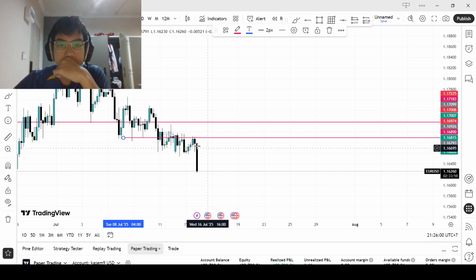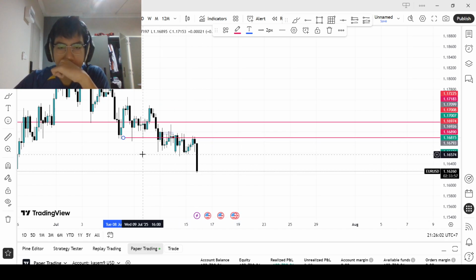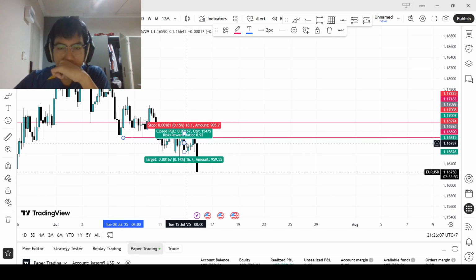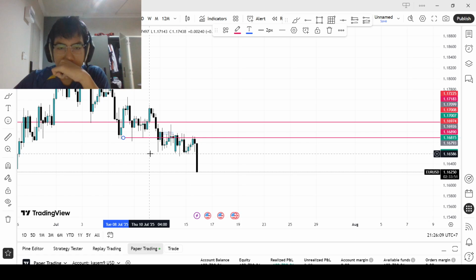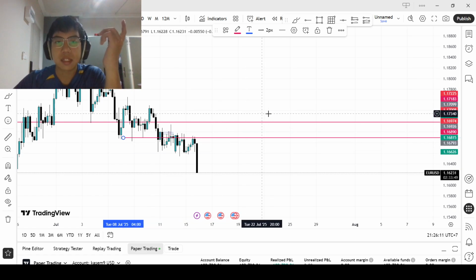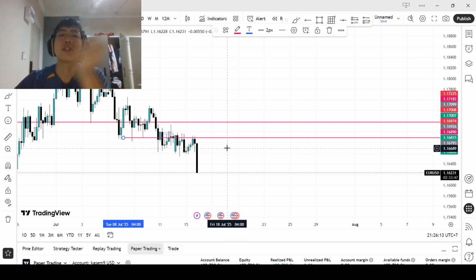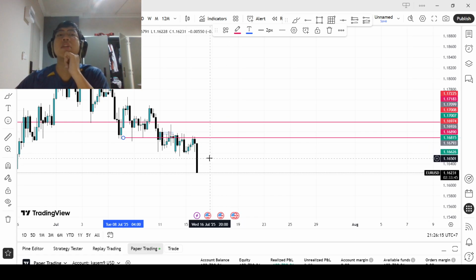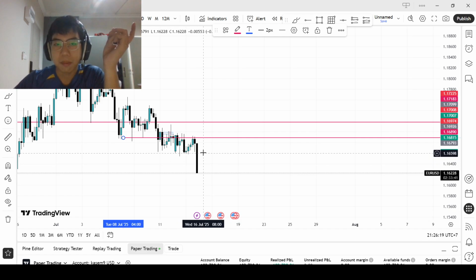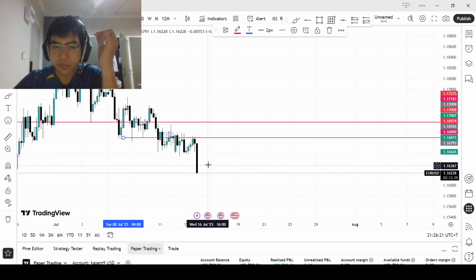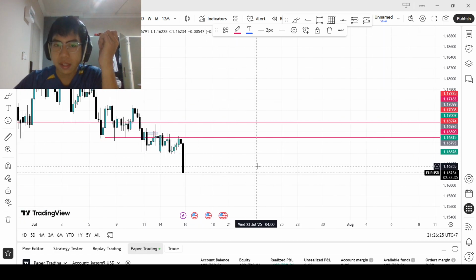Yep. Further break of structures. Yeah, and there was no break to the upside, so the market was still bearish. Now the market's really gone bearish because of CPI. So we are really in a bear market now.